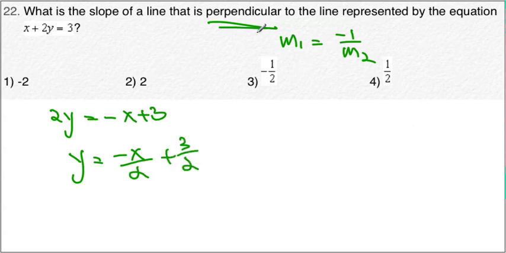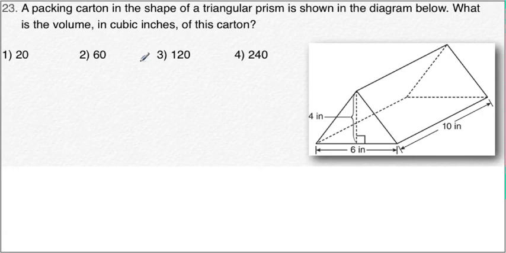But the thing is, it has to be perpendicular. That means the slope here was negative 1/2, but the negative of negative becomes positive 1/2. The reciprocal of 1/2 becomes 2. So we're looking at positive 2 as our answer.